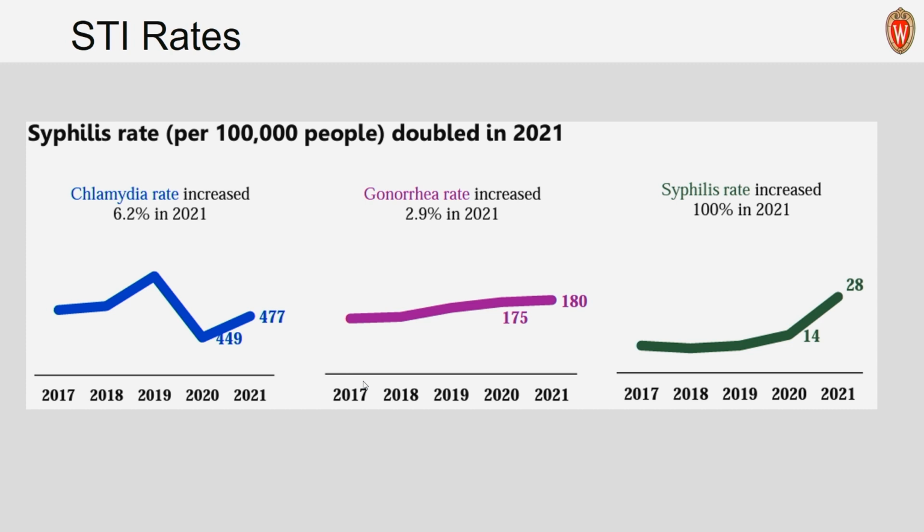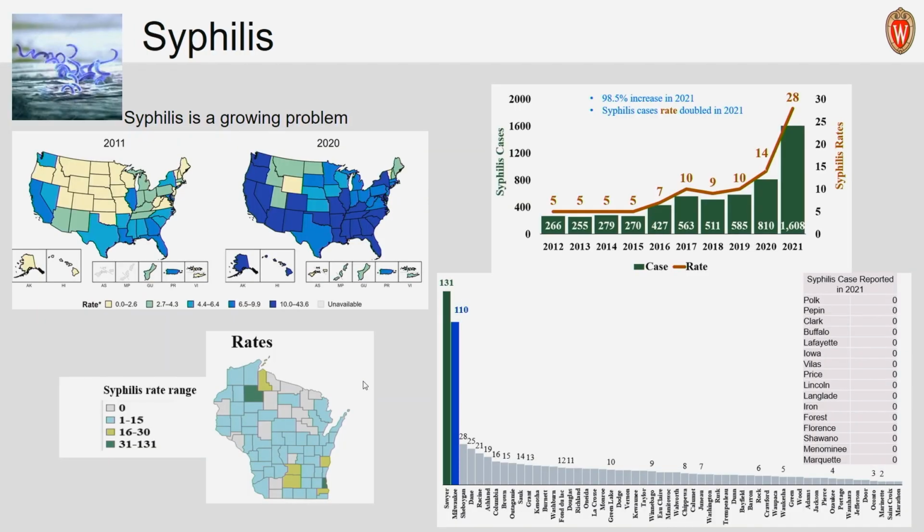And in the past year, syphilis didn't really take much of a hit during the pandemic, but has been coming back with a 100% increase between 2020 and 2021. So I wanted to dive into syphilis a little bit more. This has been a growing problem for a number of years nationally.